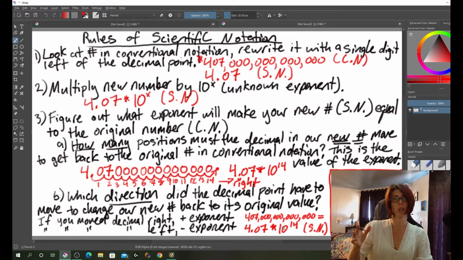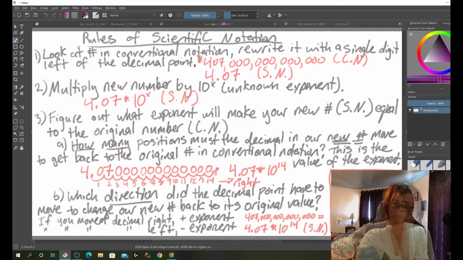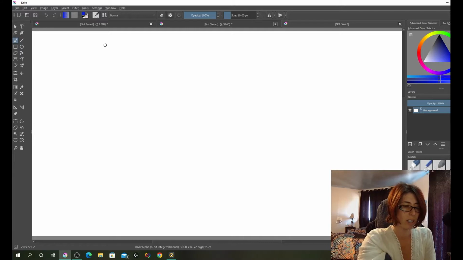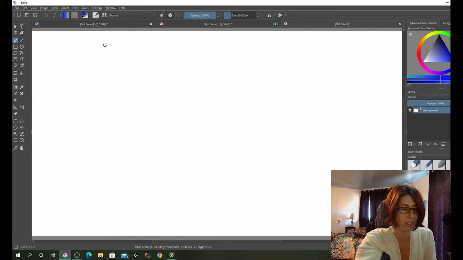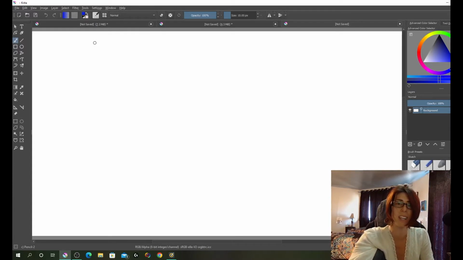All right, so let me show you how you would do this with a very small number. So let's say our number is very, very tiny. We're talking about a particle size, something smaller than a virus. So let's say our number has a lot of zeros on the front end instead of the back end.